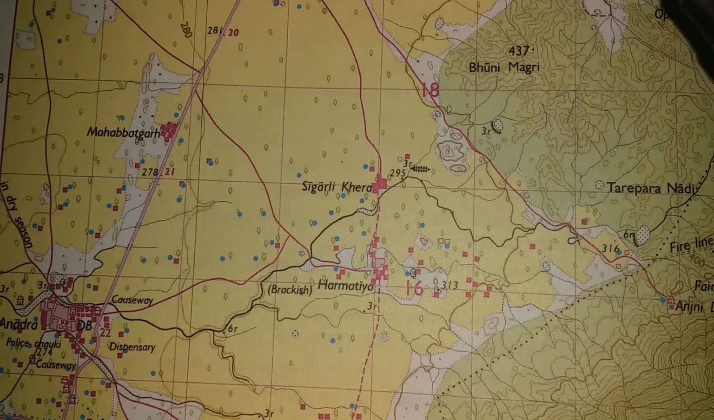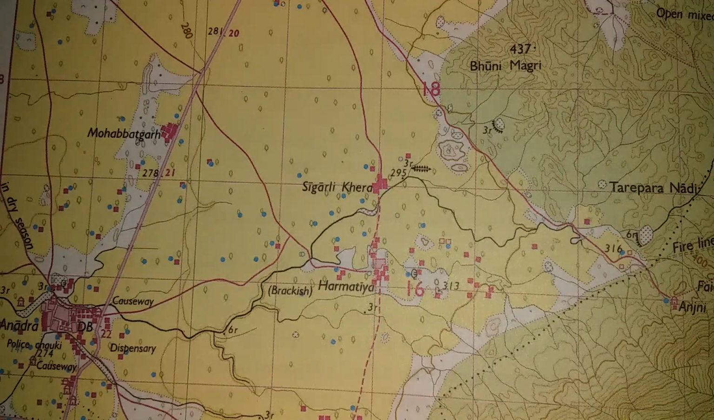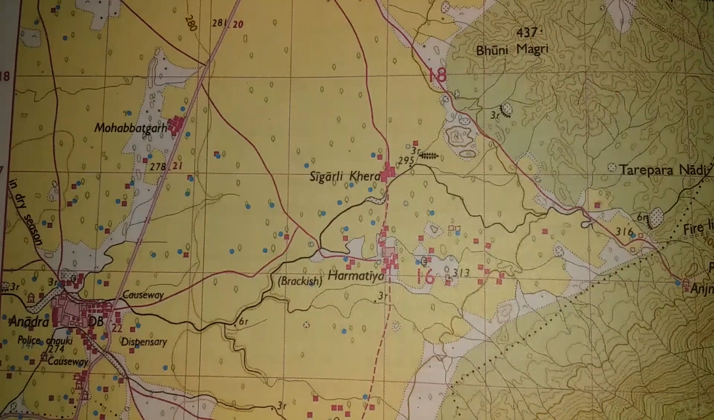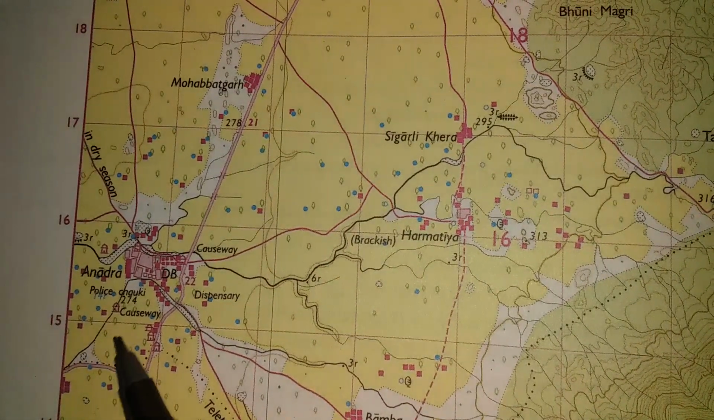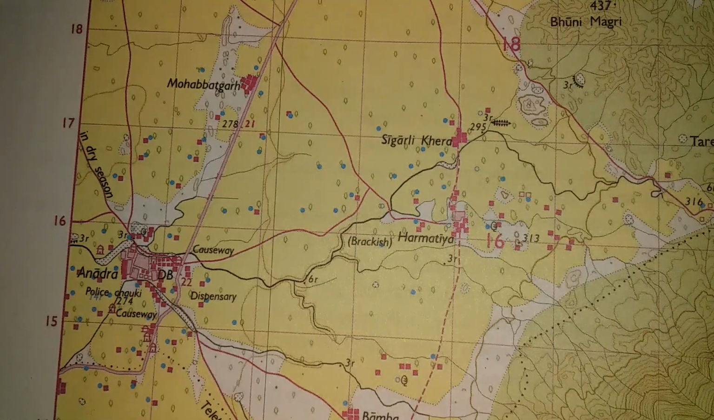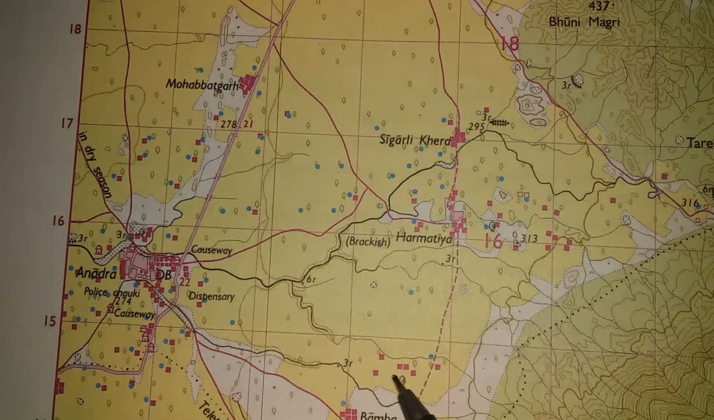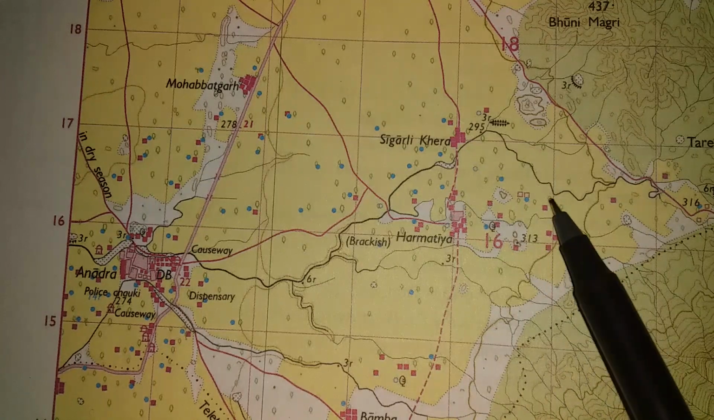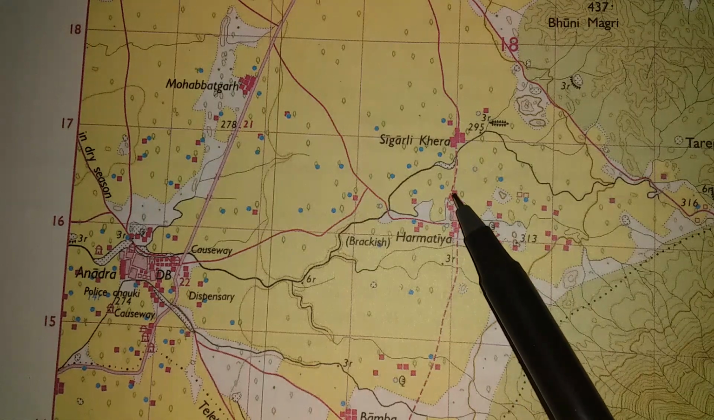Now, we will categorize the settlements into three types: nucleated, dispersed, and linear. So let us take some few examples here. Like you can see Anadra, it is a nucleated settlement. Whereas the settlement here is dispersed. The huts, they are scattered, they are far apart. This is also a scattered settlement. Whereas Harmatia, you can see it's a linear settlement.